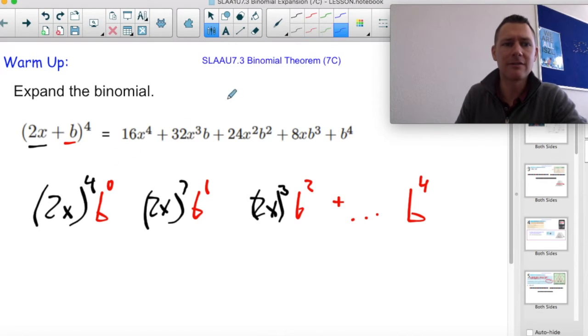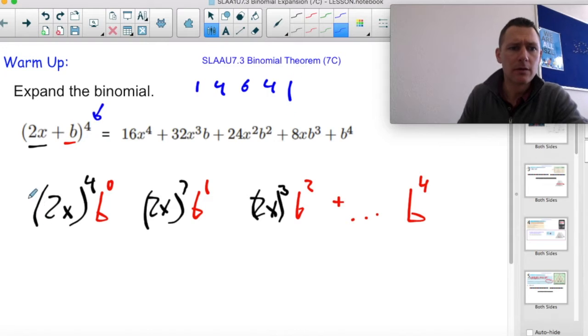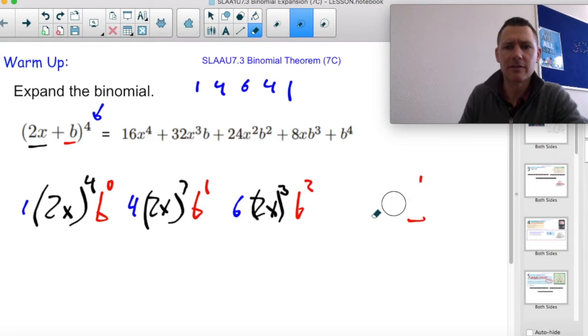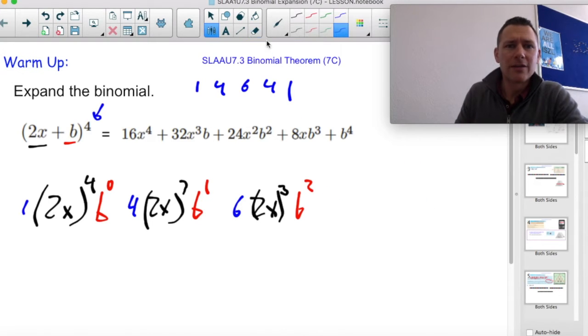And then the coefficients in front are dictated by Pascal's triangle. One way to find them is to build the triangle, and you end up with 1, 4, 6, 4, 1. So 1, 4, 6, 4, 1. Omitting that middle piece. I'm going to pretend this isn't here. Plus signs between them.